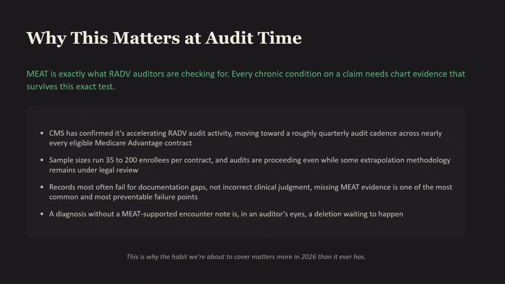But here's the part that I really want you to sit with. Records most often fail for documentation gaps, not because the provider's clinical judgment was wrong. Missing MEAT evidence is one of the most common and most preventable failure points that auditors find.